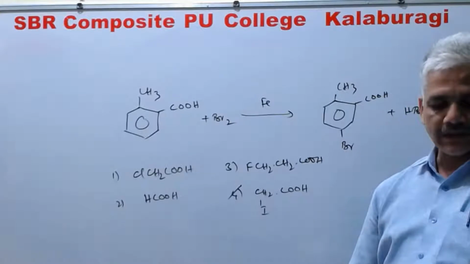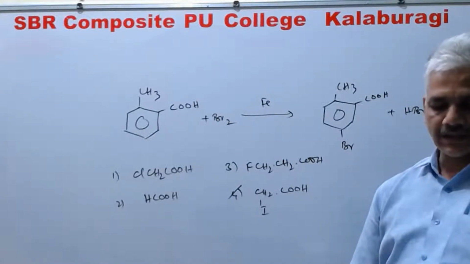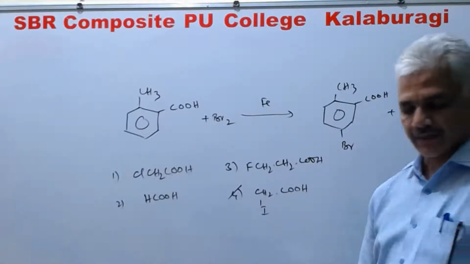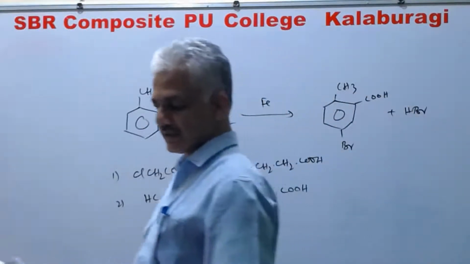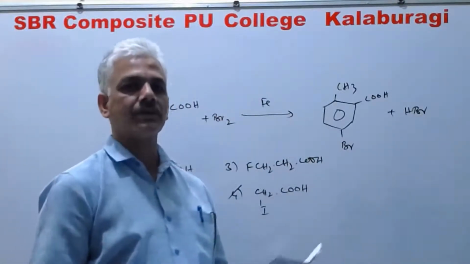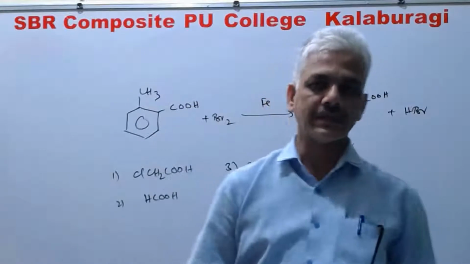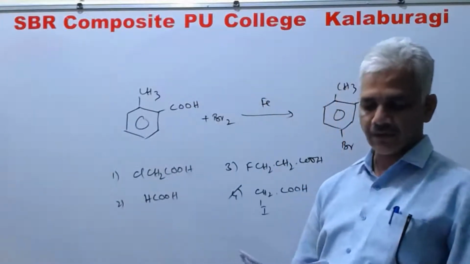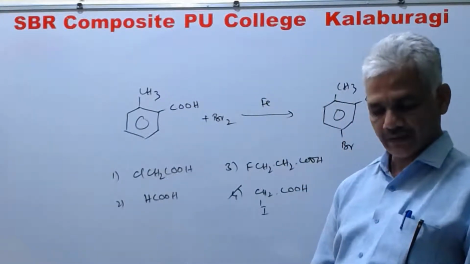Next, self-condensation of 2 moles of ethyl acetate in the presence of sodium ethoxide yields. Self-condensation of ethyl acetate in the presence of sodium ethoxide leads to the formation of an ester. So you can go with the fourth option.